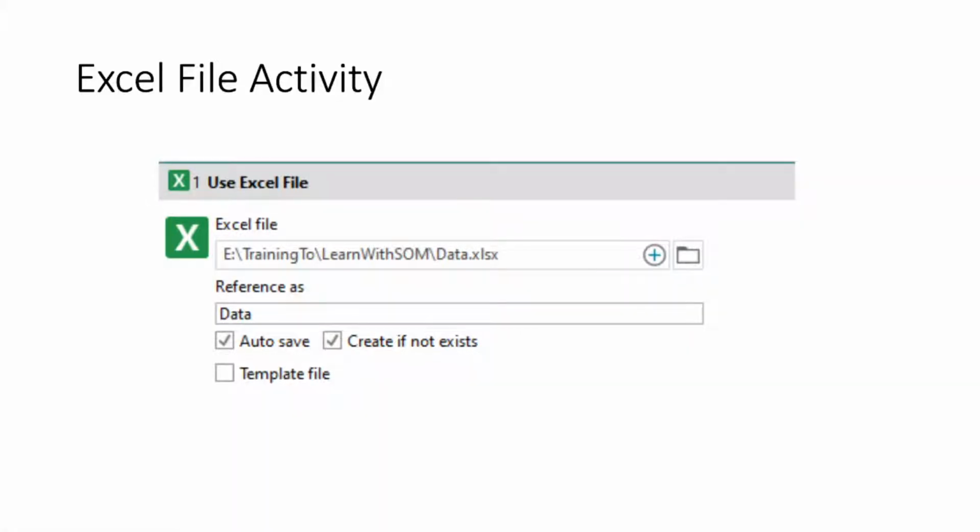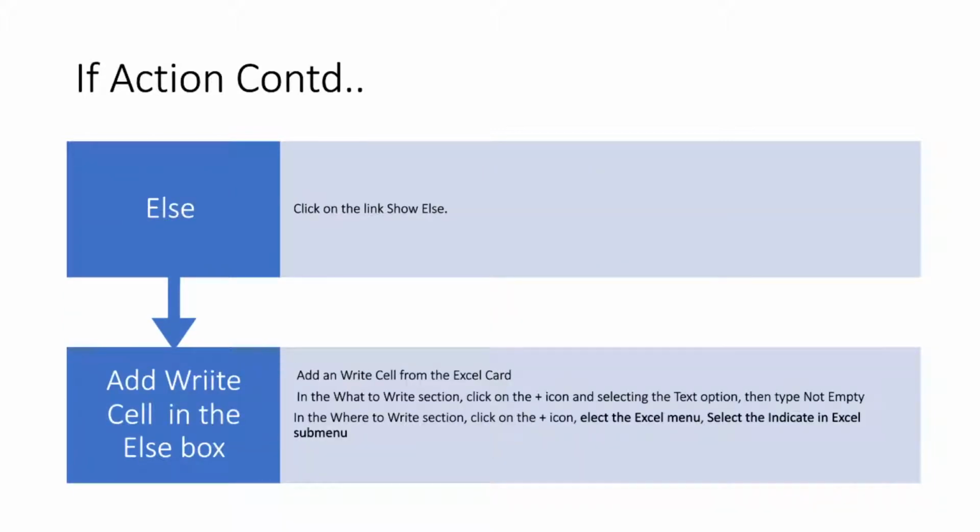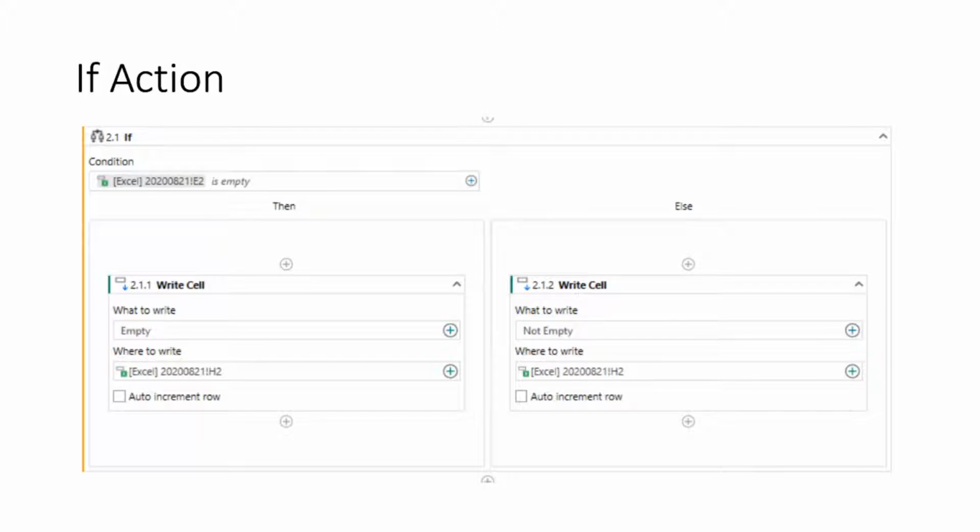Now we have understood the different kinds of activities and the sequence of activities, so that we can decide what to do, like we have done in the if condition. We added the if condition, defined the condition, and then added a write cell in the then text box by experimenting. So now we have understood the flow, or the sequence, of the actions.